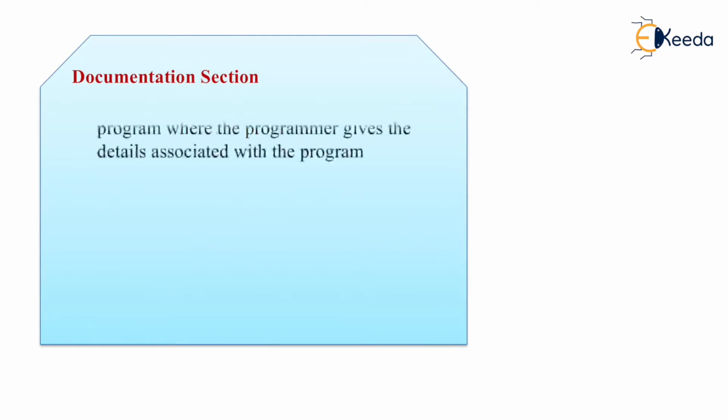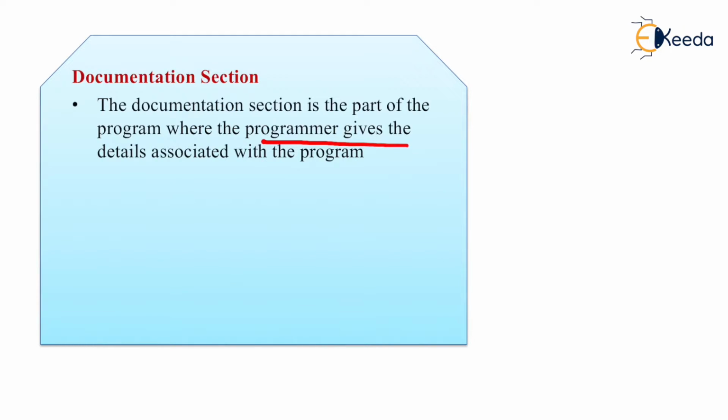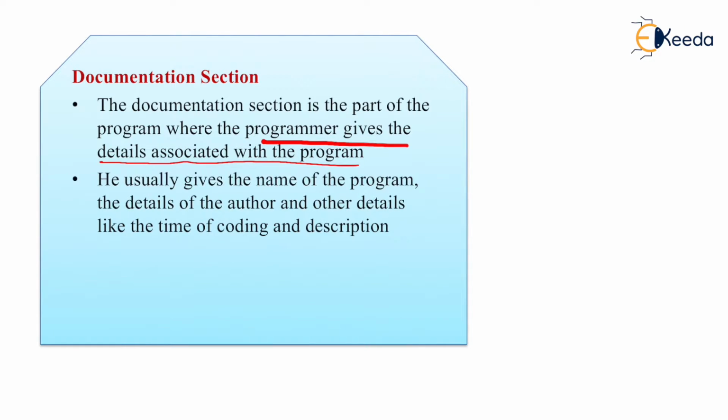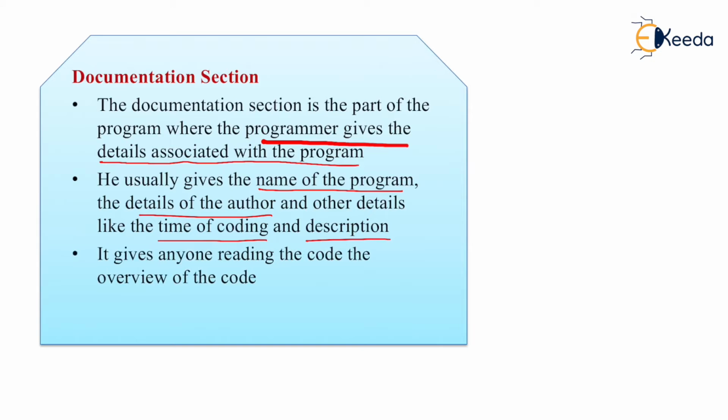Documentation section. The documentation section is the part of the program where the programmer gives the details associated with the program. He gives the name of the program, the details of the author, and some other details like time of coding or descriptions. It gives anyone reading the code an overview of the code. For example, the file name for this code is hello.c.